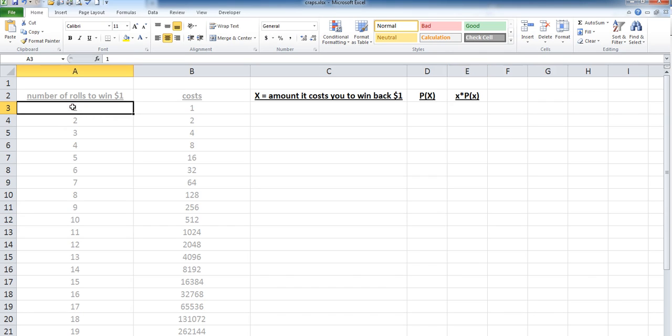Suppose for example that you play the game one time, bet your $1, and then it takes you one game to win back. So you won in the first game. I shouldn't say the first roll, I should say number of games to win $1, because it might take more than one roll if you're familiar with craps, but it's all the same. So if you win in that first round, it costs you $1 to win $1.